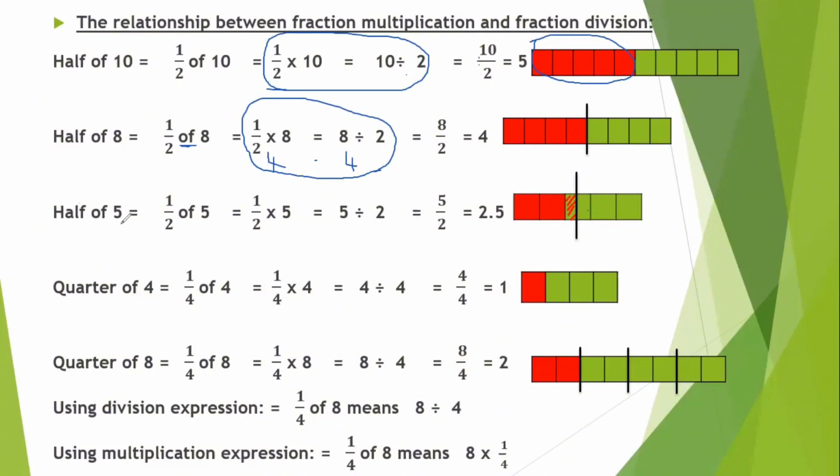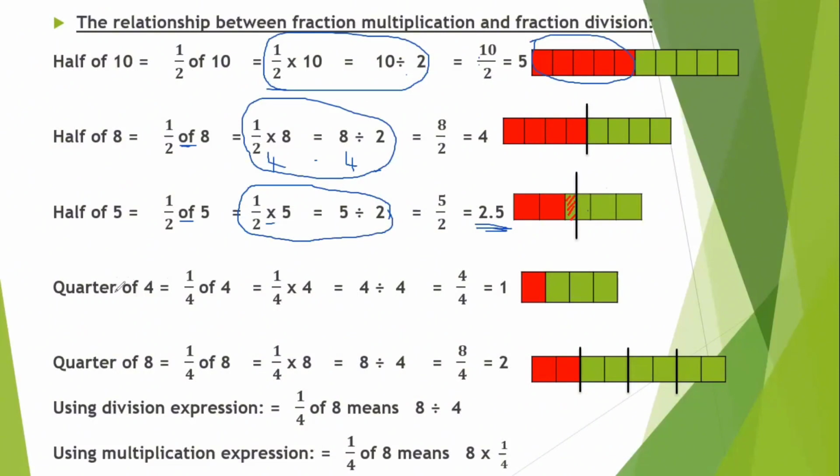Half of 5. What is the half of 5? It's 2.5. I can also write it as a fraction, half of 5. And instead of of I can put the multiplication sign. And it also means 5 divided by 2. So half of 5 equals 5 divided by 2.